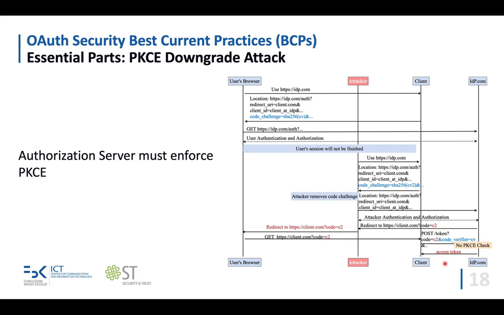And so, as I mentioned, in order to avoid this kind of attack, the important thing is that the authorization server must enforce PKCE. First of all, in the authorization request, it has to check if the code challenge is there, and if it's not, it should return an error. Or in the token request, if it sees the code verifier there while there wasn't any code challenge, it can guess that there is something wrong, and it can drop the request as well.